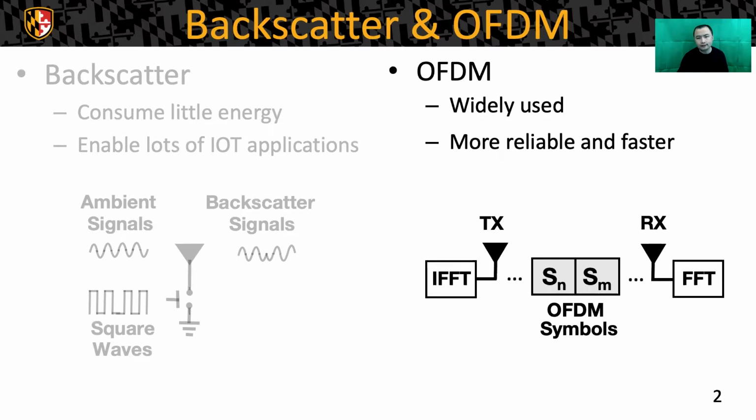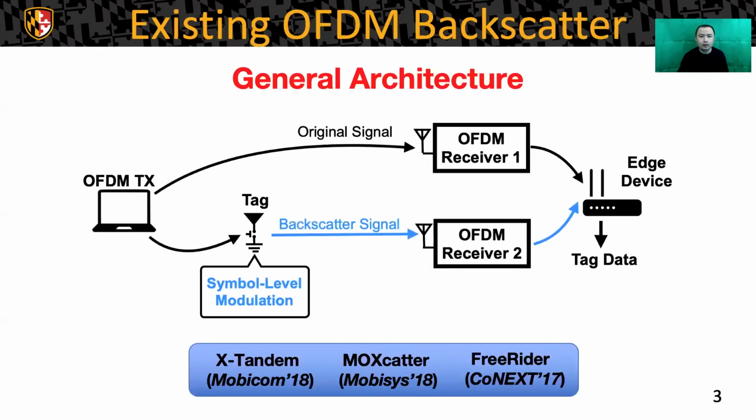On the other hand, OFDM has been widely used and become an essential element in advanced wireless communication, such as LTE and 5G. This is because OFDM can provide more reliable and faster communication. To leverage productive OFDM communication from the surrounding OFDM devices, researchers recently proposed a general architecture of OFDM backscatter systems.